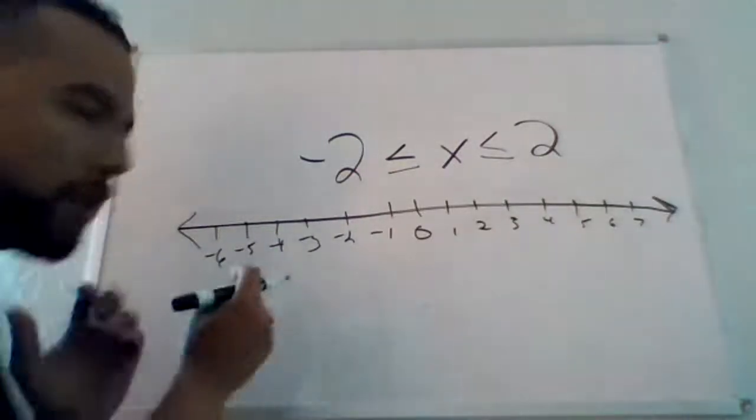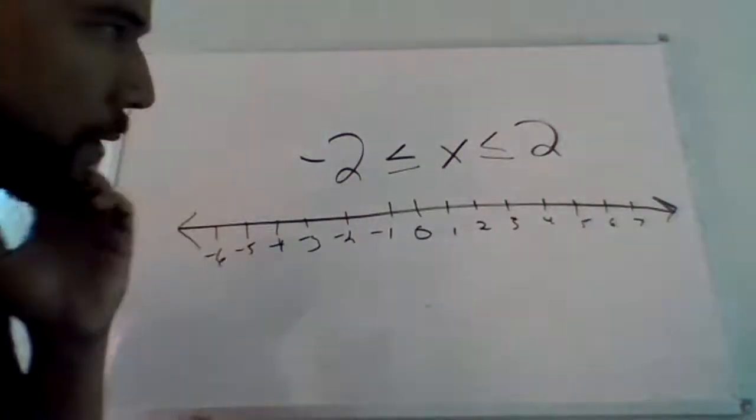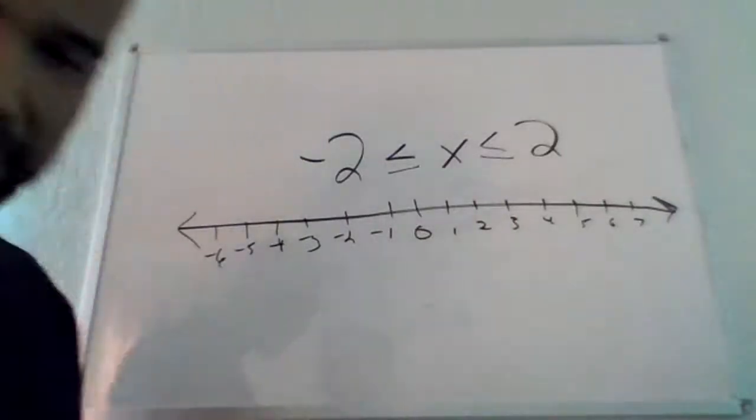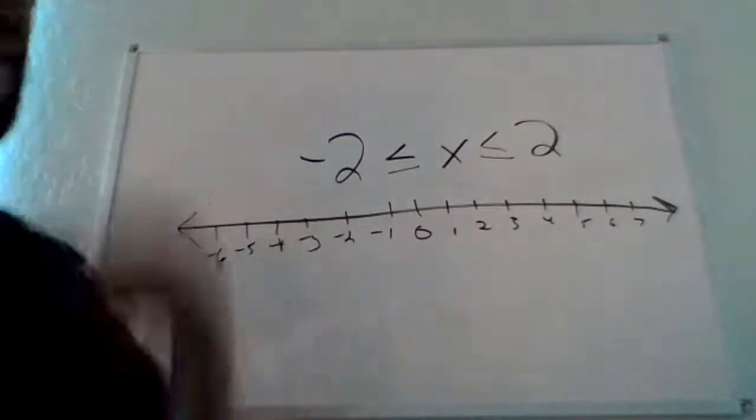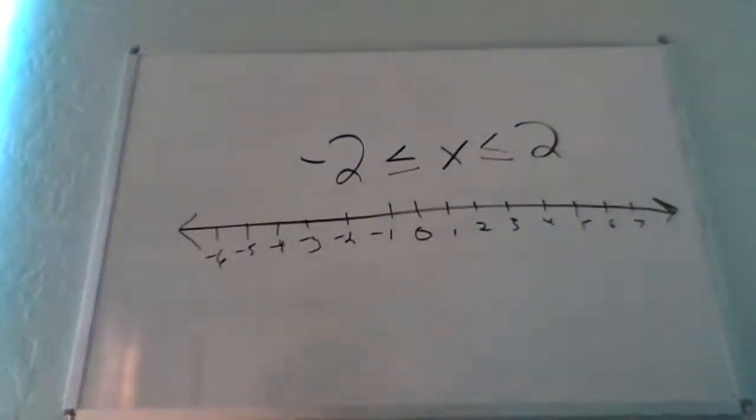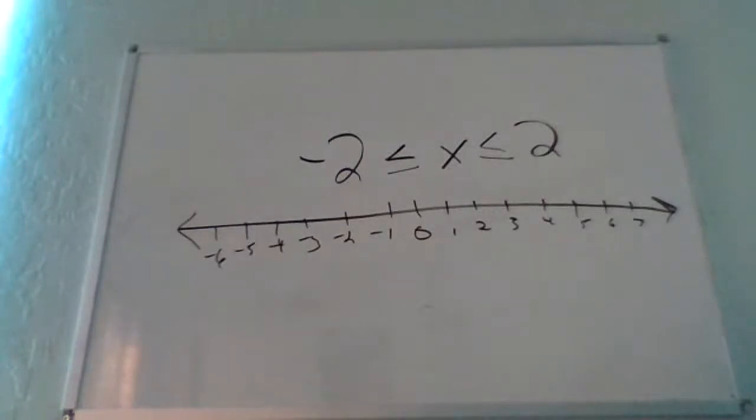Okay, so who thinks they know how to graph this? Let's start there, so I'm not just giving it away. Who thinks they could tell me how this would be graphed? X is between -2 and 2. Mm-hmm. From -2 to 2 is the X.